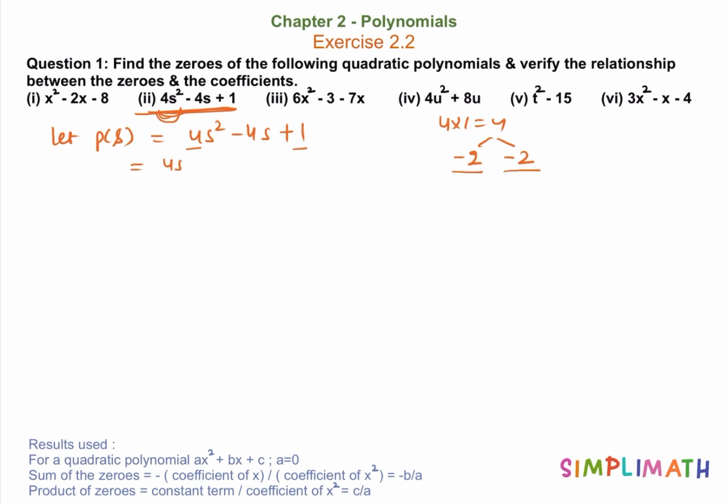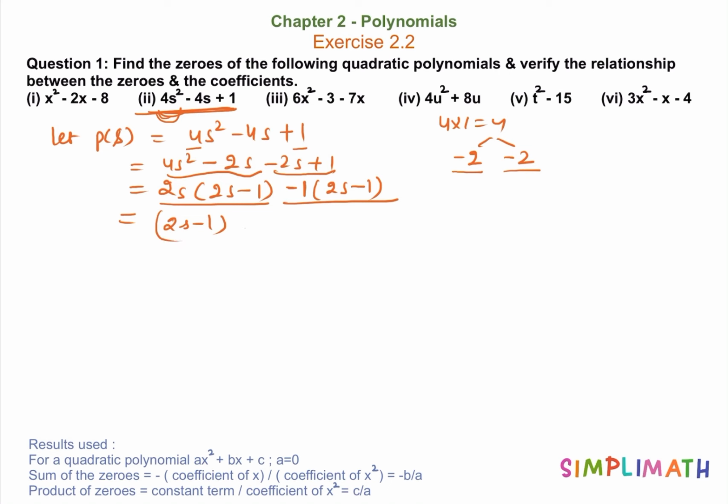Okay, so I can write this as 4s square minus 2s minus 2s plus 1. So I can write this once again as, from these two terms, what is common? 2s, and what is left behind? 2s minus 1. From here we can take minus 1 common and we are left with 2s minus 1. Now from these two terms, what is common? 2s minus 1, and what are we left with? 2s minus 1.